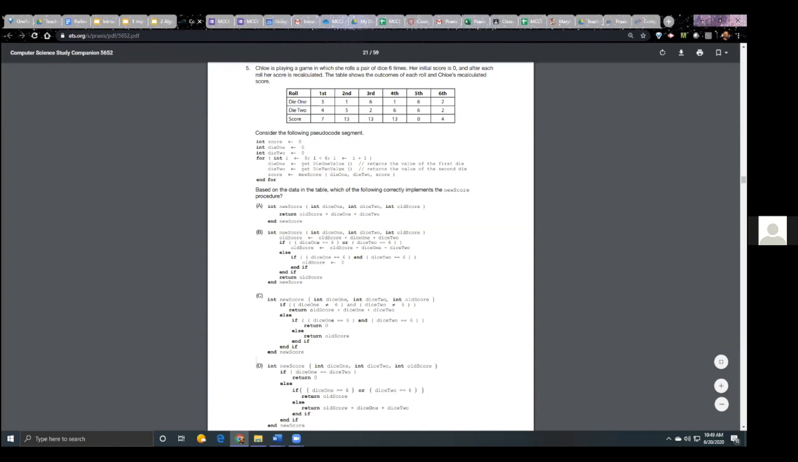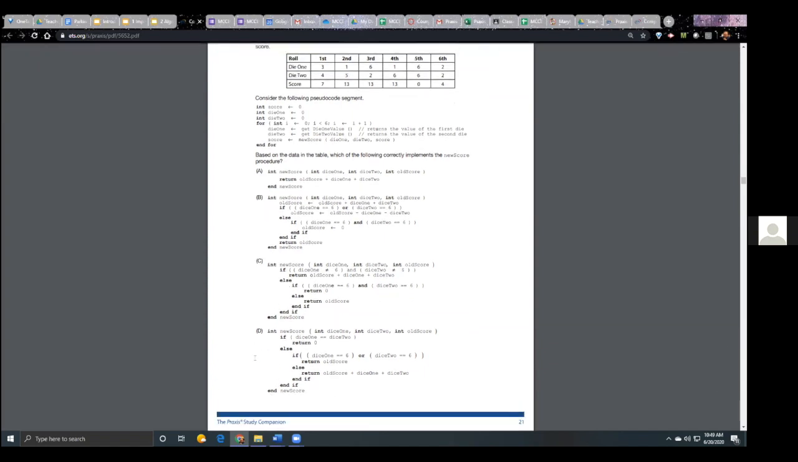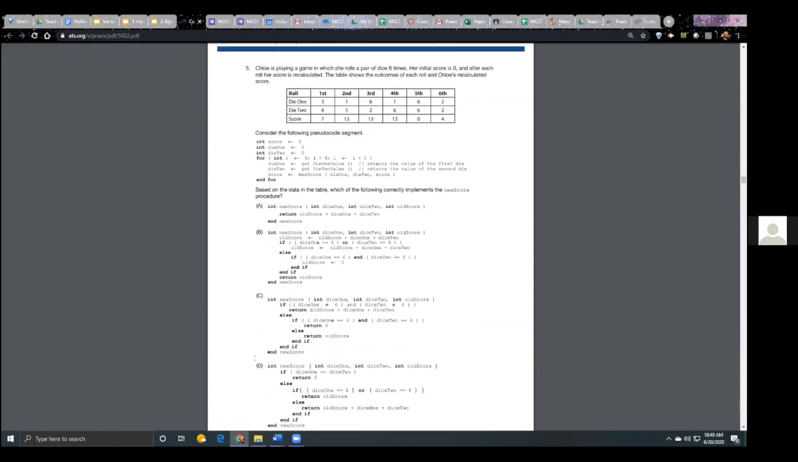I think the problem is that when it returns 0, it doesn't change old score to be equal to 0. It just returns 0. You see? So in that case, it's not quite correct. We're going to get into more how procedures work and the difference between assigning by reference and assigning by value.